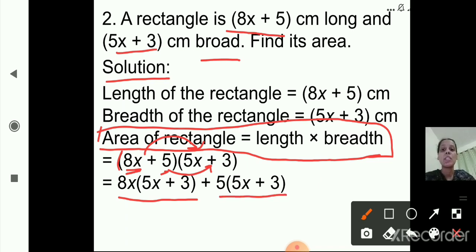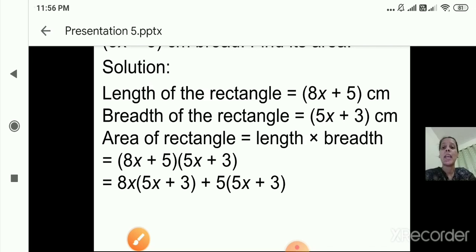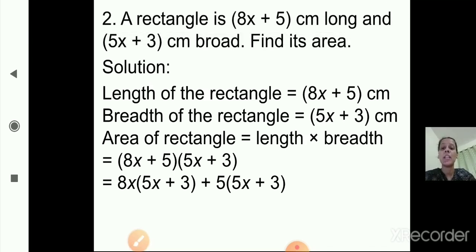Once again we will revise this. The length of a rectangle is given and the breadth of the rectangle is given. We will find the area of the rectangle as asked in the question. Find its area. So the area of a rectangle is length into breadth. Length is 8x plus 5 and breadth is 5x plus 3. So 8x plus 5 multiplied by 5x plus 3.